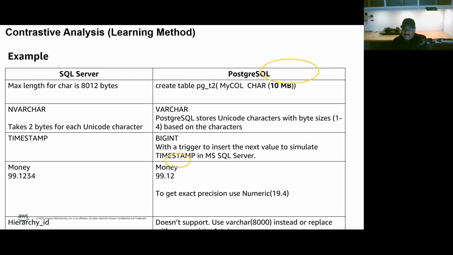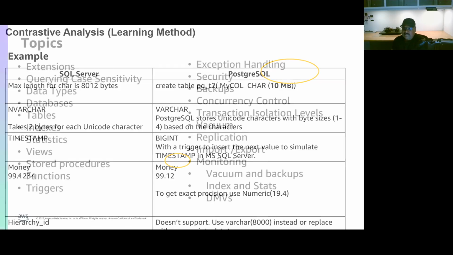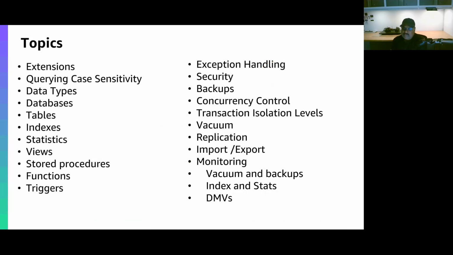With that said, let's head on to the agenda. The way I structured this is, first we will start off with the development related differences, which is on the left hand side of this agenda, followed by DBA related activities such as security, backups, monitoring, which are listed on the right hand side of the slide.